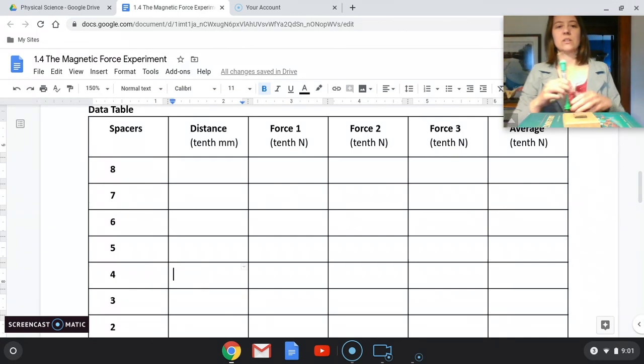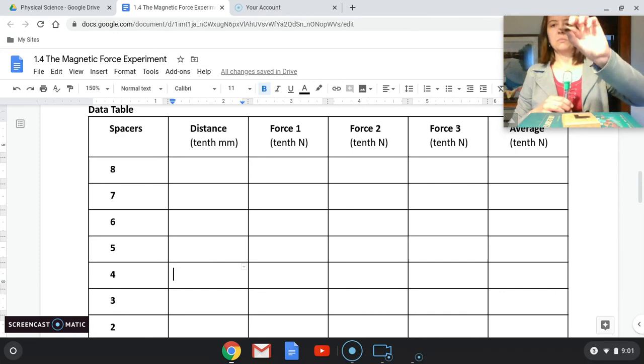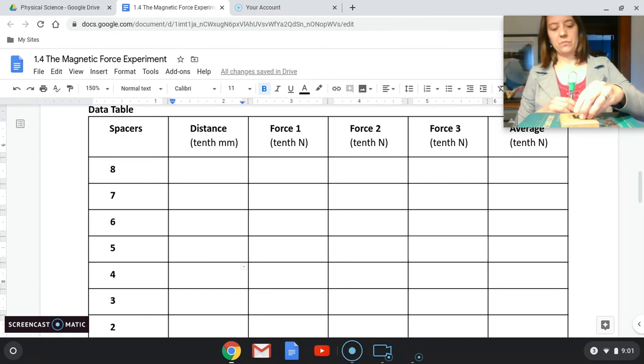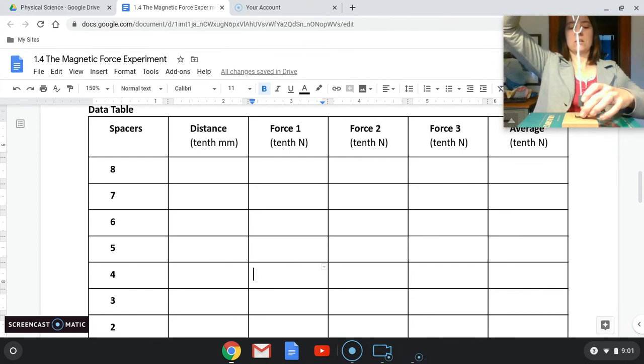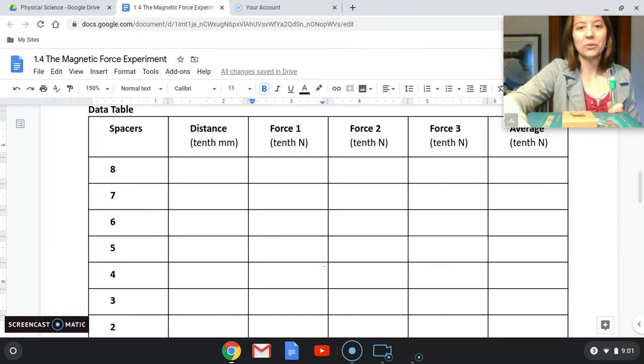And number 4, 4 spacers total. I'm going to remove 1. The distance is 4 times 1.1, and then put your answer with millimeters. And now force 1. So we've got 1 newton, 1.3, 1.4, 1.5, 1.6, 1.7 newtons right there. Let's do trial 2.